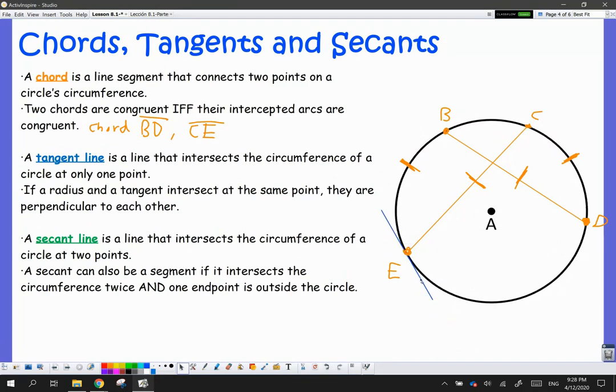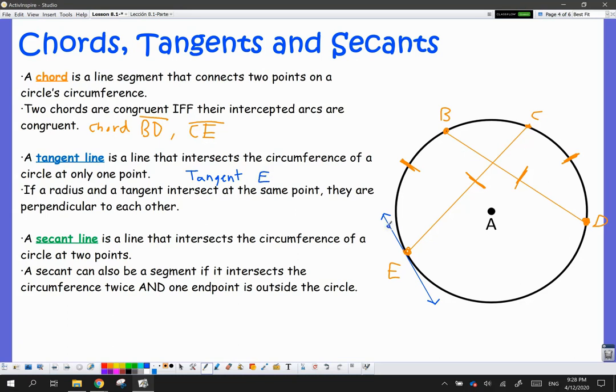For example, this blue line right here. You see that it crosses at point E, but that's the only point on the circle that it touches. Doesn't touch anything else. So this line here is only touching point E. So we can call that tangent. And because this is a line, I'm going to call this E.